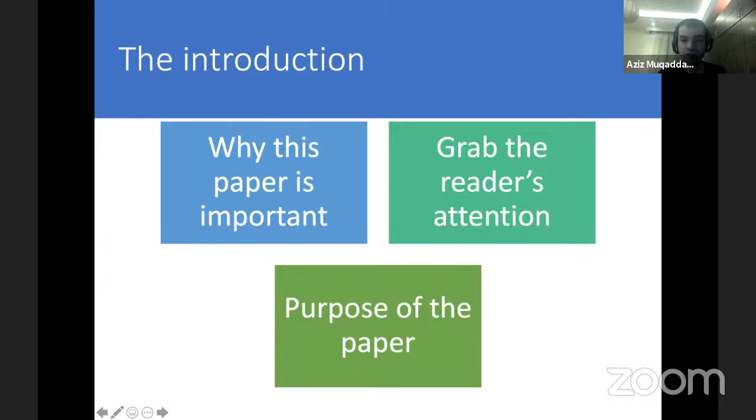Okay. So you grab the attention, you explain why the topic is important, and then the purpose of the paper. So for the purpose of the paper, you would then say, my article or our proposed study will look into specific things, right? So you cannot study everything about multiplayer online games. You will only look at a very specific component of that.